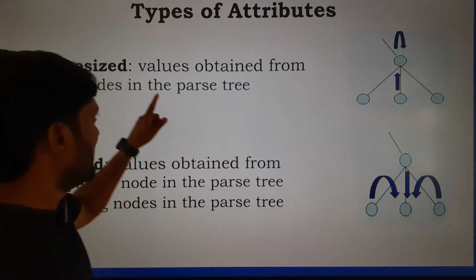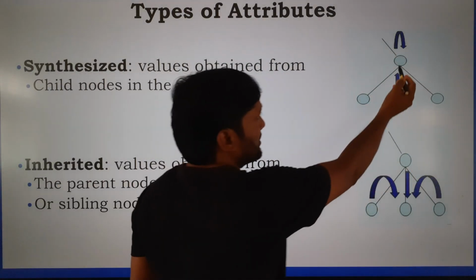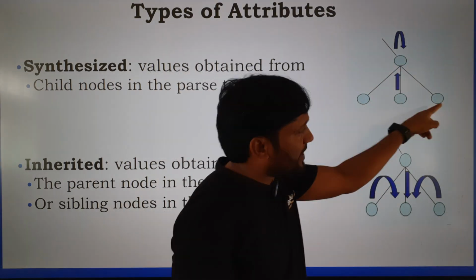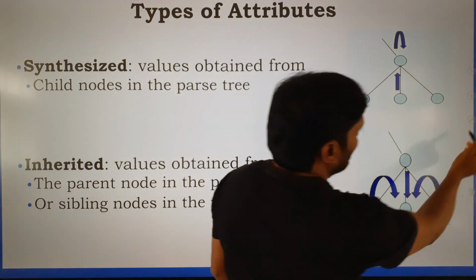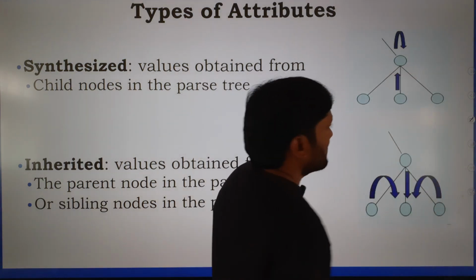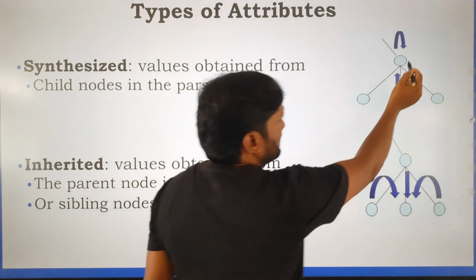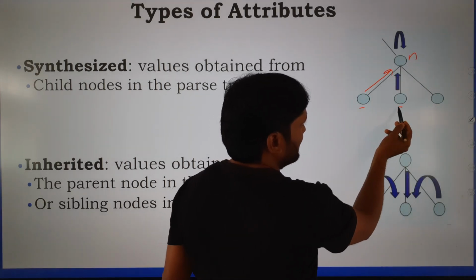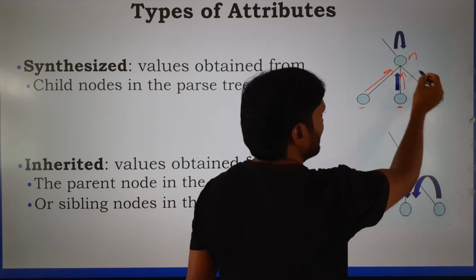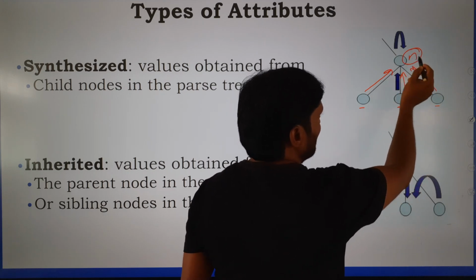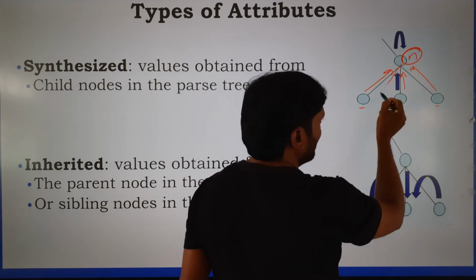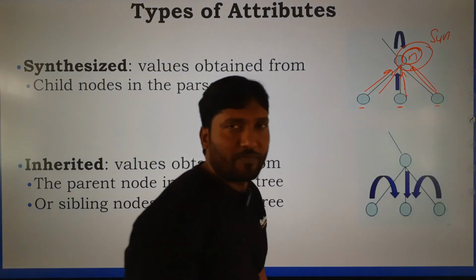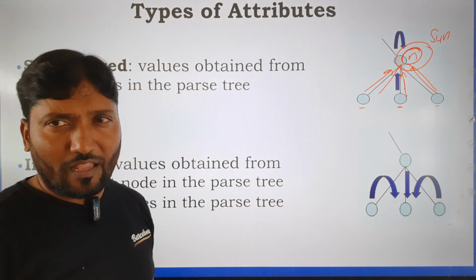So, this is called a synthesized attribute. Assume this is one of the nodes here. This node value can be taken from its child nodes. Assume this is the synthesized attribute. If the value can be calculated from its child nodes only, then this becomes a synthesized attribute. What is the inherited attribute?